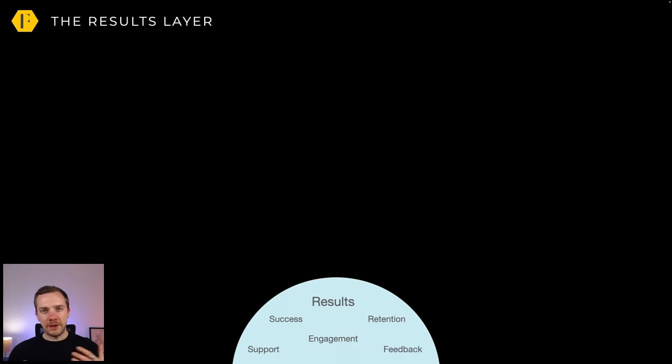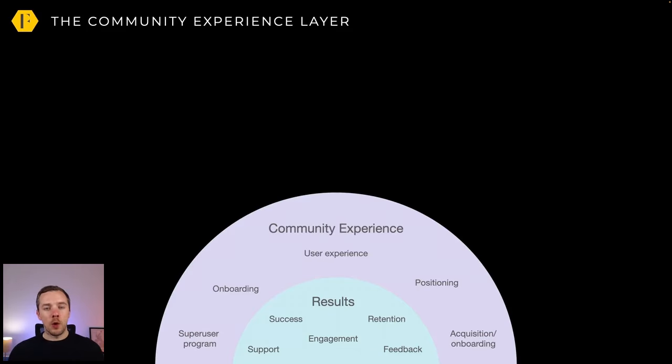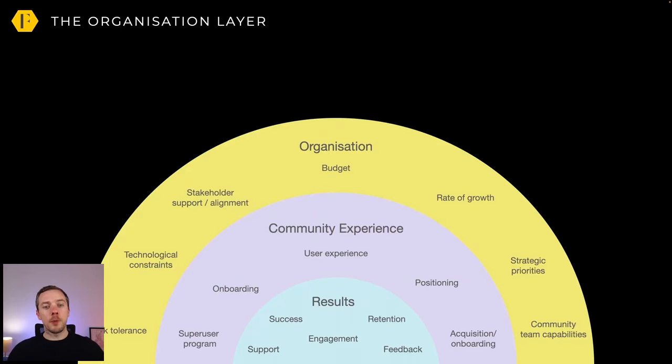But results aren't achieved in isolation. So the next thing we look at is the layer around that community, as in, what is that community experience? What is the superuser program like? What is the onboarding journey like? The user experience, positioning, these kinds of things. But this layer in turn is informed by the organization layer. This is where we look at the tolerance for risk, the technological constraints, stakeholder support alignment, budget, rate of growth, the priorities of that organization, and the capabilities of the community team. The organization layer is important because that dictates what you can do at the community layer.